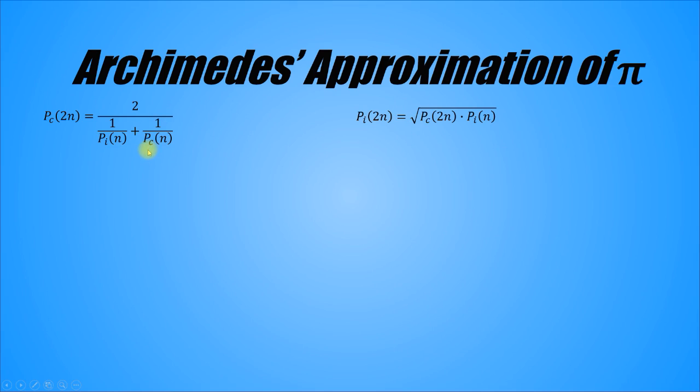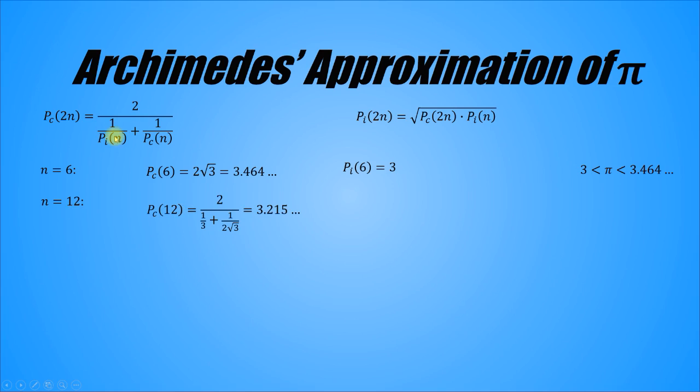Let's look at the sample calculation. Archimedes stopped his geometric analysis with hexagons for which n equals 6. And as we already saw, he found pc of 6 is about 3.464, and that pi of 6 is 3, and that puts these bounds on pi. So using the formulas at the top of the screen, we can jump directly to n equals 12, which is 2 times 6. So, according to this formula, pc of 12 is 2 over the reciprocal of pi of 6 plus the reciprocal of pc of 6. And if you work that out, you get about 3.215.